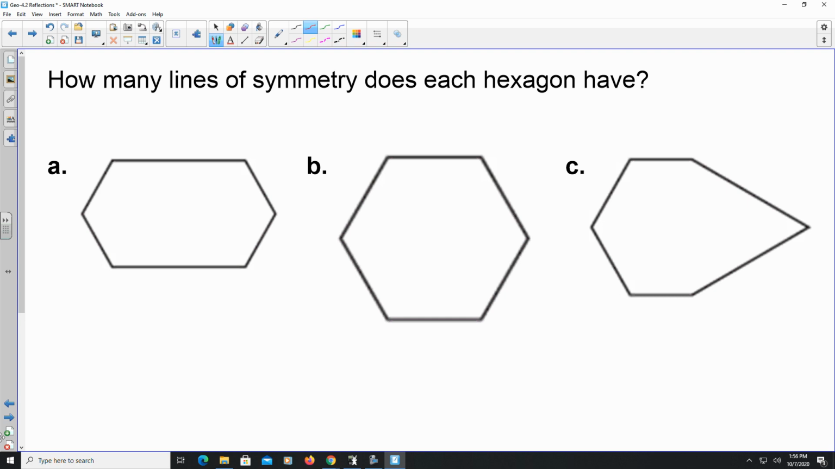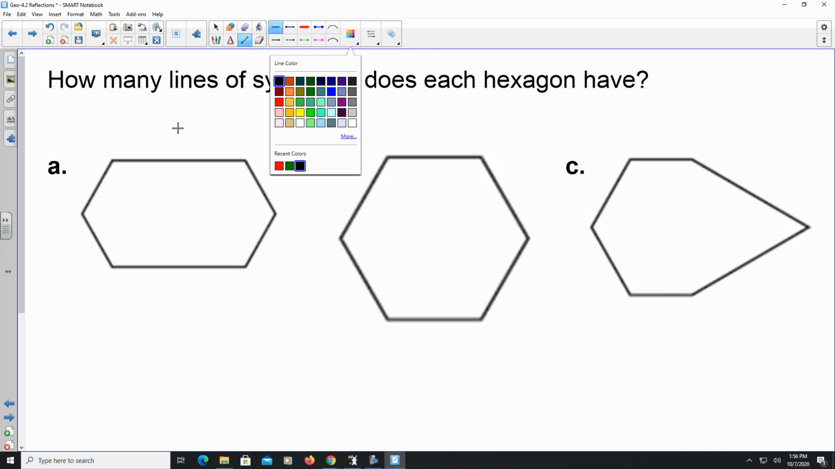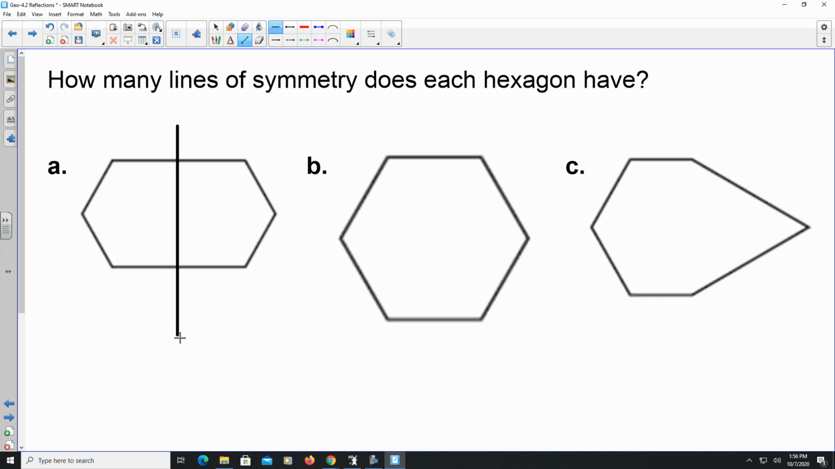So what we can say is this, looking at part A, using a straight edge to kind of make it neat, I can cut it in half like this. All right, so that's one line of symmetry, and I believe I can cut it like this. So I could cut it in two separate lines of symmetry. So I would say that there are two lines of symmetry in this particular instance.